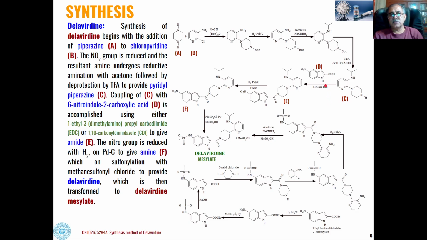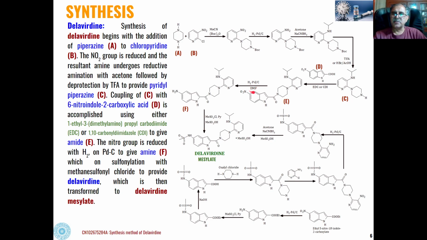Then this pyridyl piperazine derivative reacts with 6-nitro-indole 2-carboxylic acid. Basically the reaction will take place between this carboxylic acid and this secondary amine. So we know that amines on reaction with carboxylic acid will form an amide bond. So this type of amide is formed.